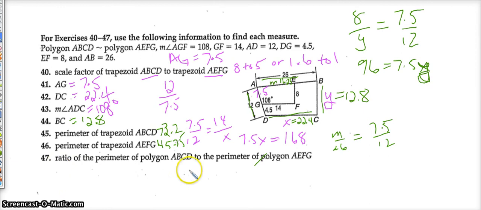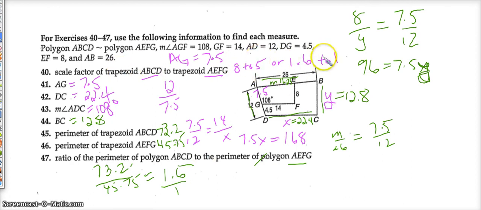Now, if they say to you the ratio of the perimeter of this polygon to the perimeter of that polygon, we're doing 73.2 divided by 45.75, and that's definitely going to be 1.6 to 1. If you notice, the ratios of the sides were 1.6 to 1, so the ratios of the perimeters will also be 1.6 to 1. How great. We're done.